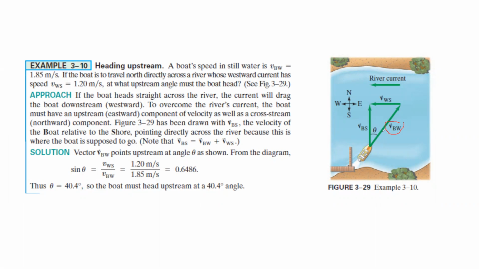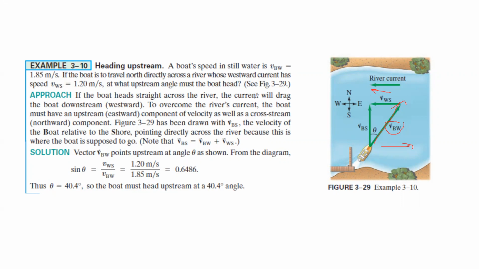westward current. So therefore, if there is a westward current, you have to orient your boat such that the westward will be compensated by the eastward direction. So that's why it is this way, in this manner, the boat. So there is an east component that will somehow compensate with the westward component of the river current. So we have the velocity of the water with respect to the shore is 1.20 meter per second.